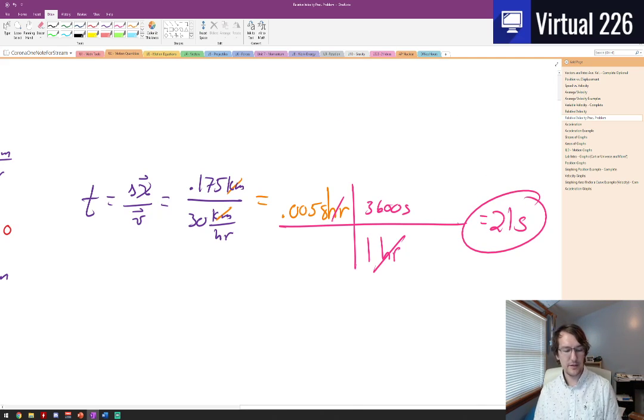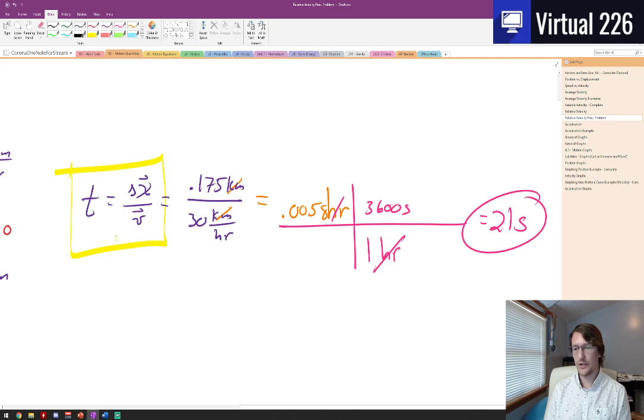So it'll take about 21 seconds for that cop to catch up to the speeder, assuming neither of them hit their gas or hit their brakes and they just constantly move. We have to have that constant velocity to use this equation, but in doing so with relative velocities, we were able to figure this out pretty easily.